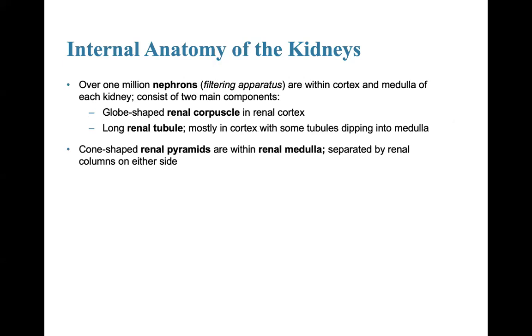And there are two main components. What we have is a globe-shaped renal corpuscle in the renal cortex and a long renal tubule, mostly in the cortex, and a few nephrons that will have their tubules dipping into the medulla. You also have cone-shaped renal pyramids. These are within the renal medulla, and they're separated by renal columns on either side.